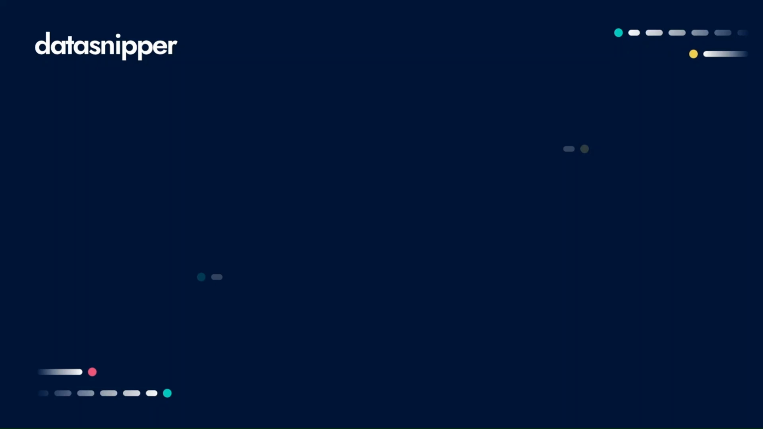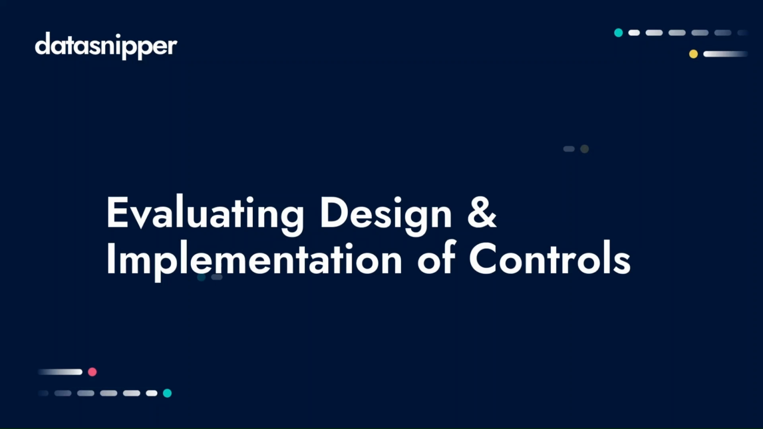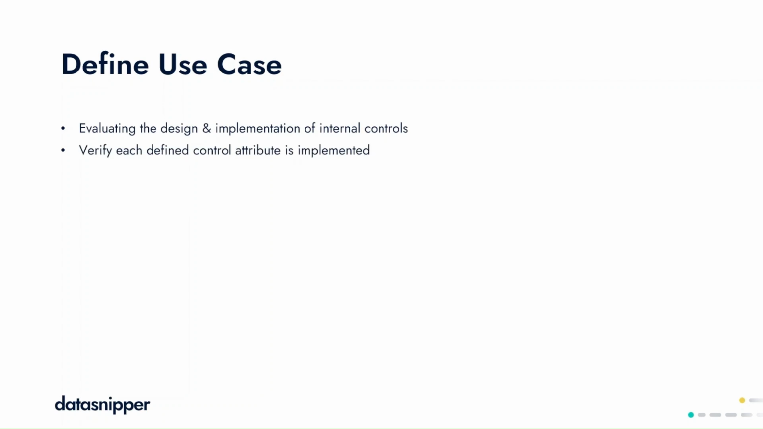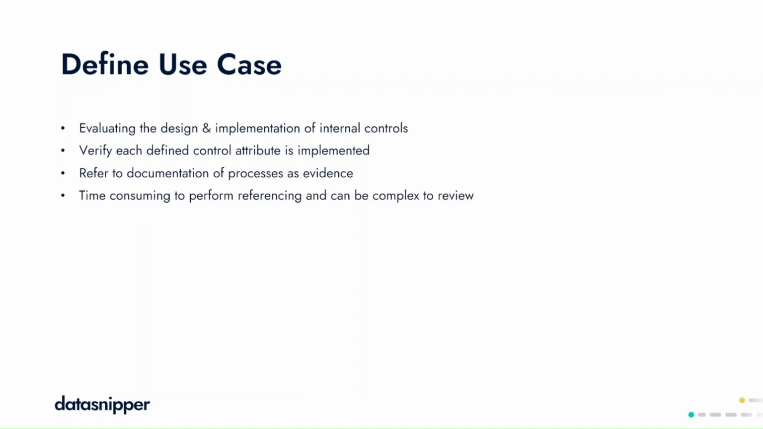Welcome, everyone! In this video, we will be talking to you about evaluating the design and implementation of controls. In this case, it's important that we verify each individual control attribute, which will require us to review various underlying documentation, which we need to document accordingly to ensure that all information is evidenced correctly. This can be time-consuming to reference and complex to review if it's not documented well. And as we'll have to do this for many controls, it can be very repetitive in nature.